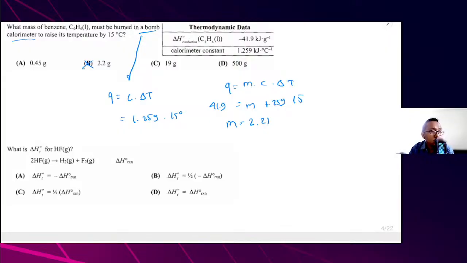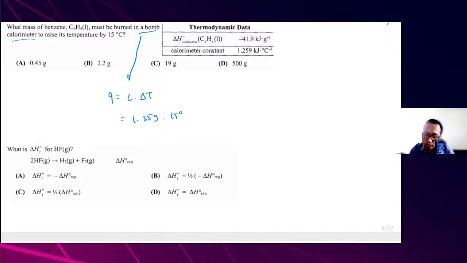Let me see. So what's the answer? 0.50. Oh, so the answer is incorrect, guys. Not this one. Okay, so what's the mass of benzene? Oh, yes. I'm so sorry, guys. I got it wrong over here.